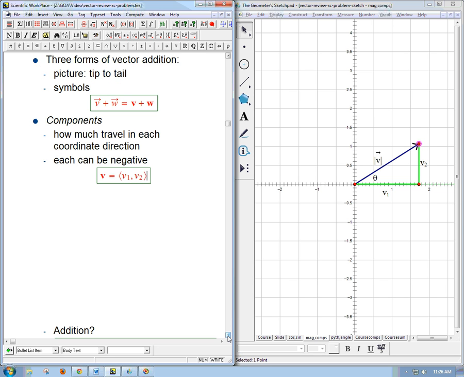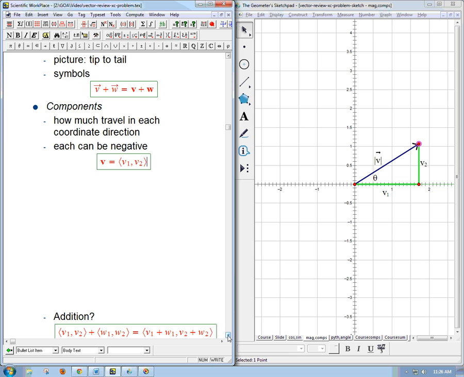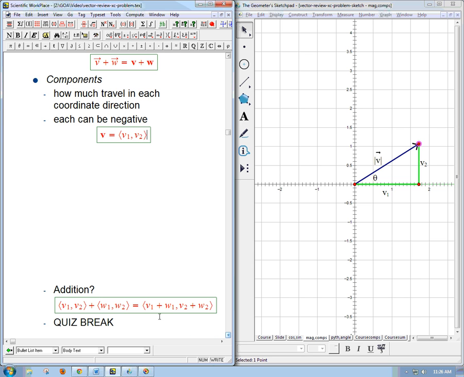Okay. So how does that work with addition? Here's the beautiful thing. I claim that when you add two vectors in component form, you just add their x components and you add their y components. Let's see the picture for that.